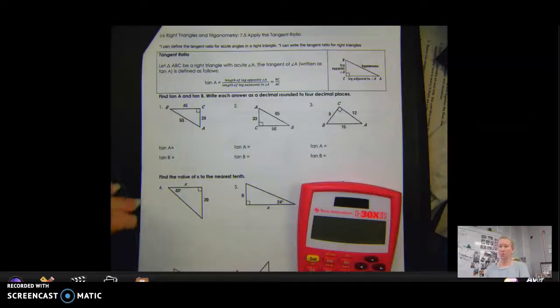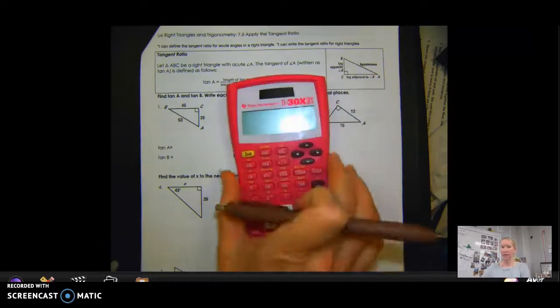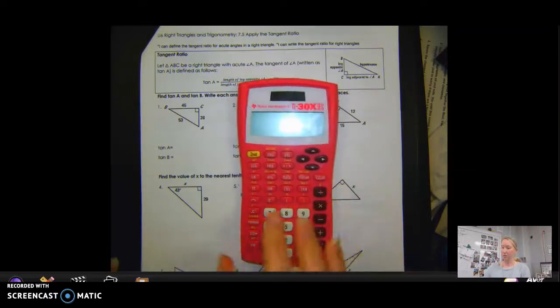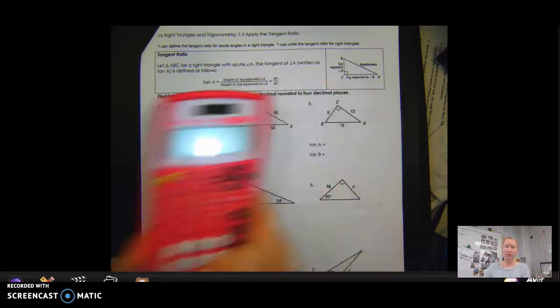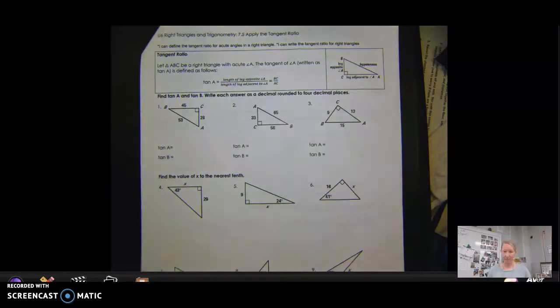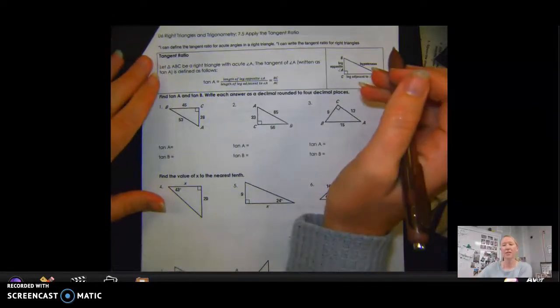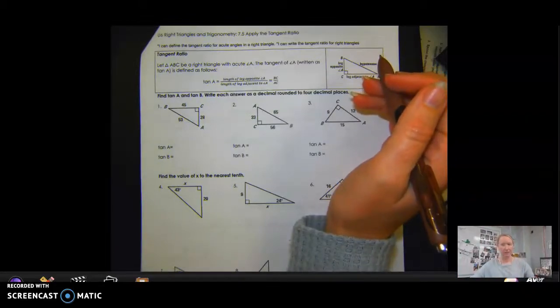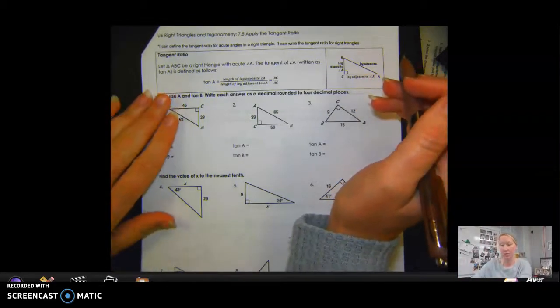So these are 7.5 notes. Apply the tangent ratio. Okay, so you for sure need a calculator that has the sine, cosine, tangent buttons for this lesson. So make sure you have those because we are going to be using those buttons today. Okay, so tangent. So these are trig functions. Trig functions are a ratio that helps us to find angle measures and or side lengths.